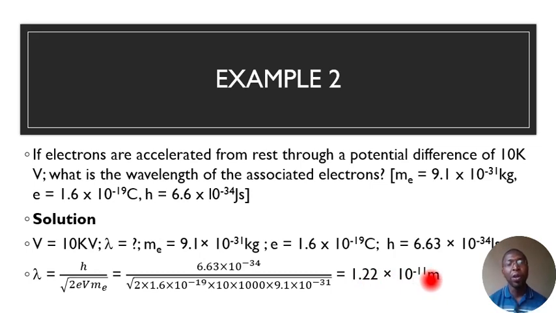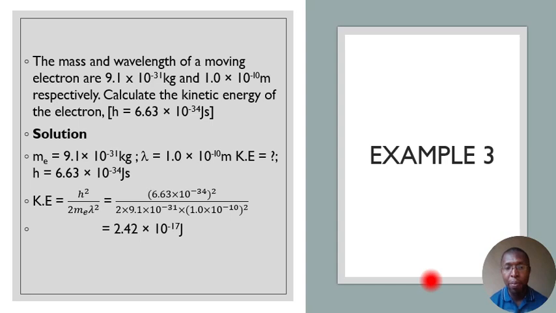So we go to another example, example 3 this time. Here it says that the mass and wavelength of a moving electron are 9.1 times 10 to the power minus 31 kilogram and 1.0 times 10 to the power minus 10 meters respectively.